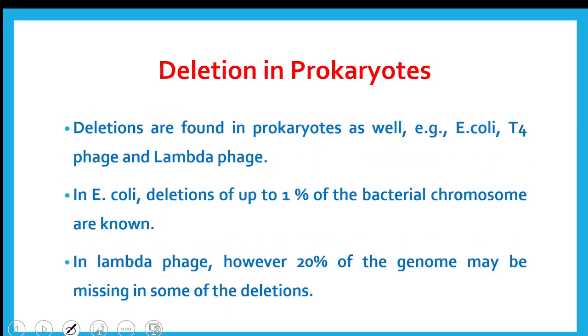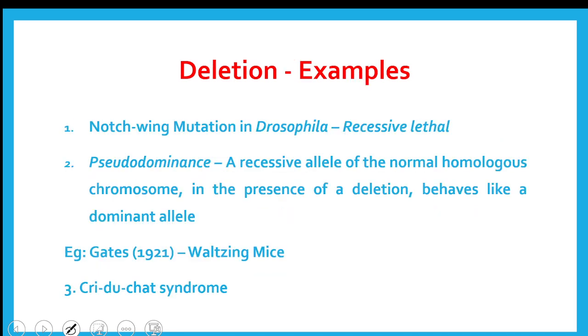And coming to the other examples, deletions were also observed in prokaryotes like Escherichia coli, T4 phage, and also lambda phage. In Escherichia coli, deletions of up to 1% of the bacterial chromosome are observed by scientists. That means a large number of deletions may take place in prokaryotes. In lambda phage, 20% of the genome is found to exhibit deletions. So prokaryotes are more vulnerable to deletions.